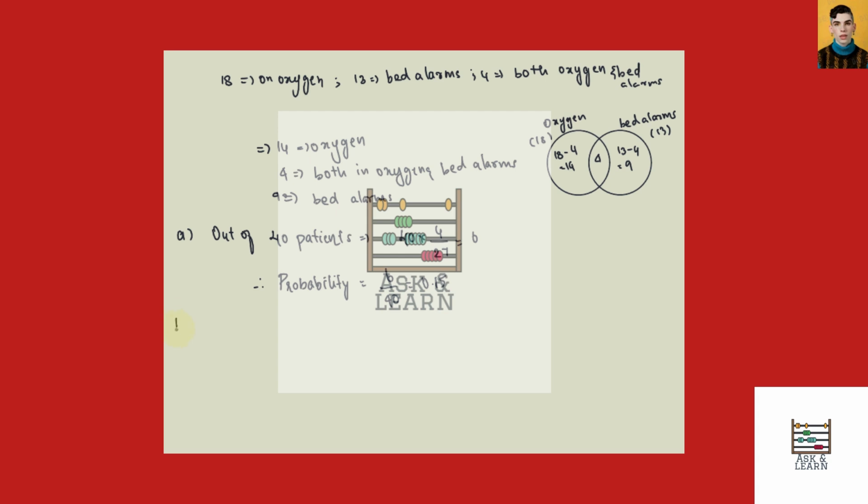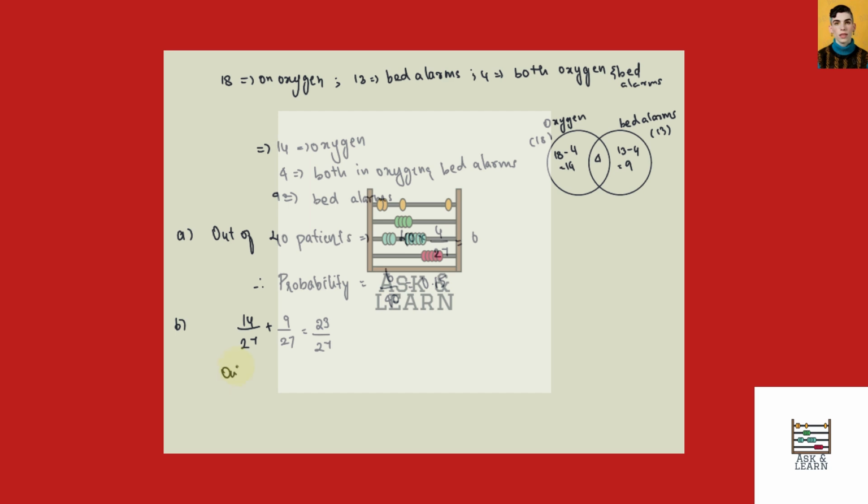Now let us move on to the next part of the question, where we need to find the probability that the patients are on oxygen or bed alarm. According to the Venn diagram, 14 by 27 plus 9 by 27. 14 by 27 represents the patients on oxygen and 9 by 27 represents the patients on the bed alarm. So its sum will be 23 by 27. So this part is either on oxygen or on bed alarm.